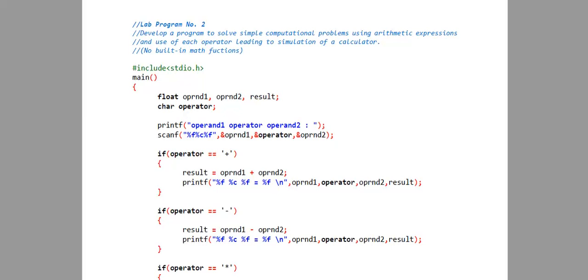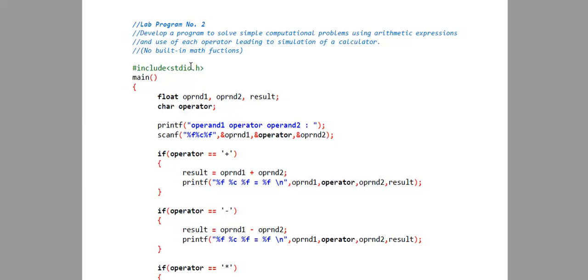Some of you had asked for the flow chart for lab program number 2 and lab program number 3, which we had completed in our laboratory. So today I will go through the flow chart of lab program number 2 as well as lab program number 3. Before going to the flow chart, we will take a quick look at lab program number 2, the C program.